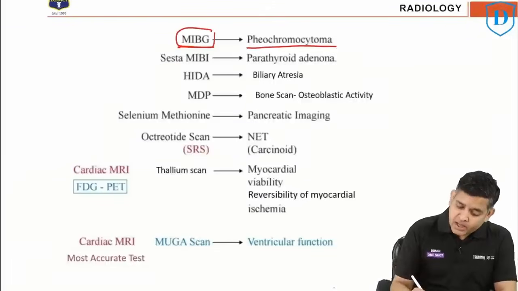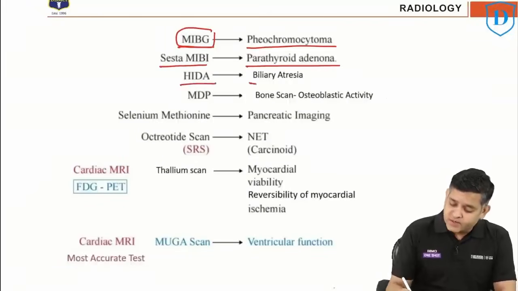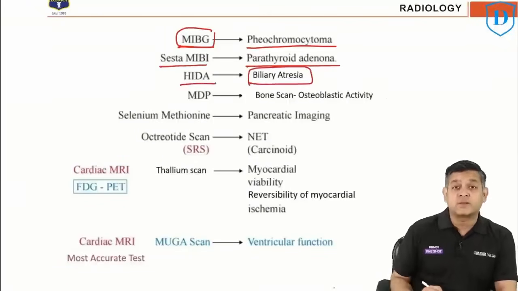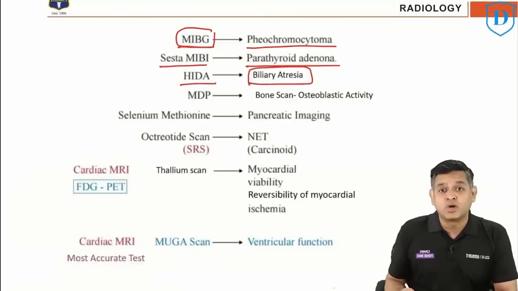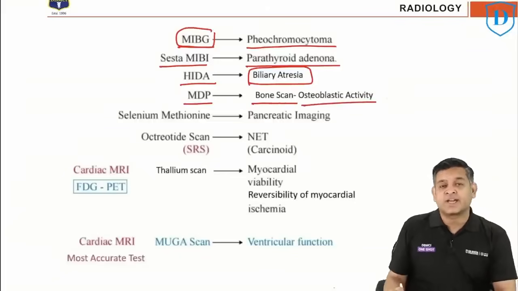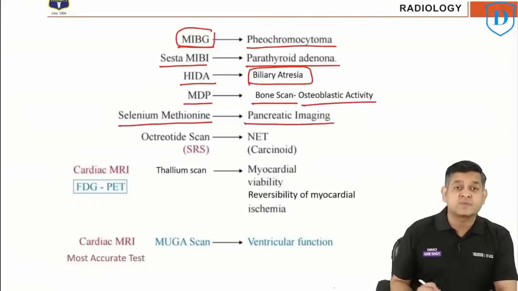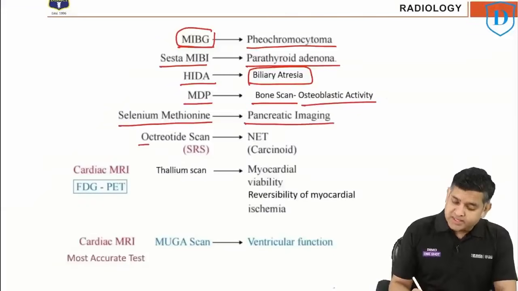Sestamibi scan is for parathyroid adenoma, whereas HIDA scan is for biliary atresia. Now you have to tell me what is another very important role of HIDA scan. MDP is for bone scan, which is for osteoblastic activity. Selenium methionine scan is for pancreatic imaging, whereas octreotide scan is for neuroendocrine tumor.